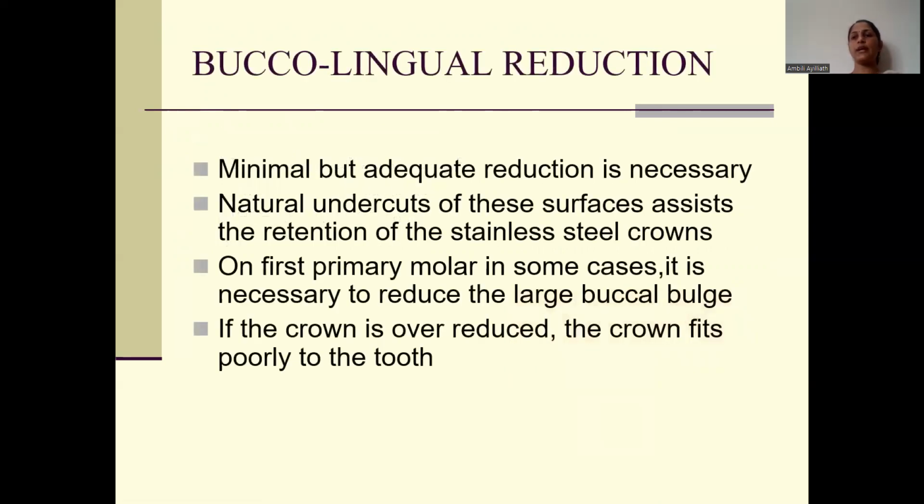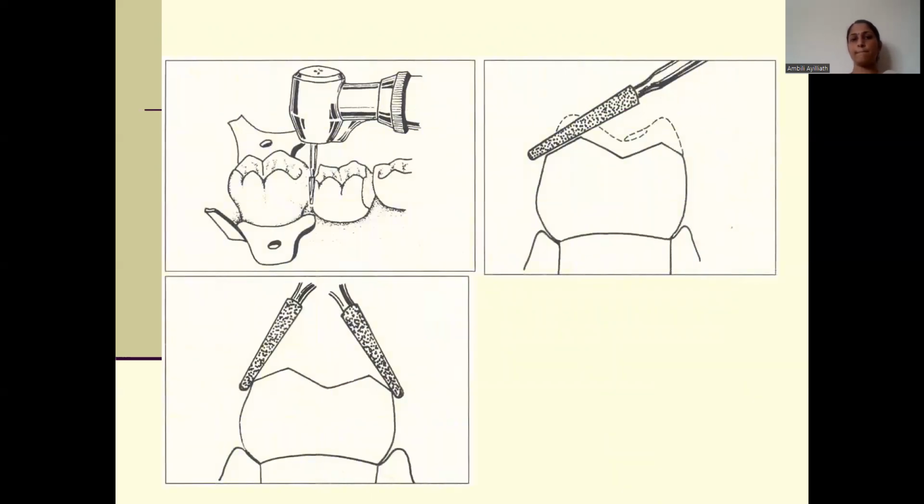Then buccolingual reduction. Actually we do minimal buccolingual reduction, but I told you in the case of the primary first molar where there's a mesial cervical bulge, if it's more prominent, we'll have to slightly reduce 0.5 mm so that the crown easily fits in. We have to maintain the prominent cervical bulge of the primary tooth, which aids in more retention of the crown. So this is the proximal reduction, and the occlusal reduction.